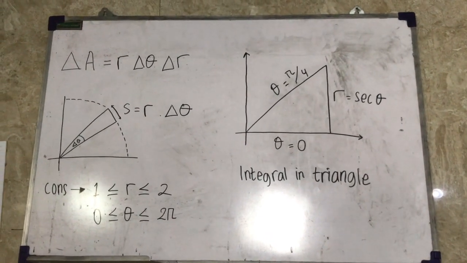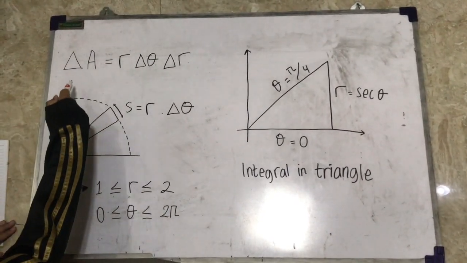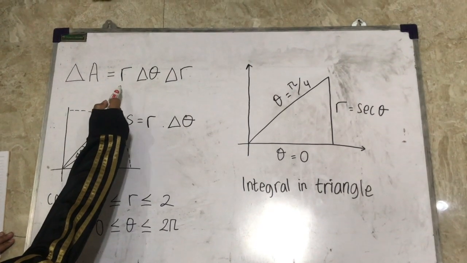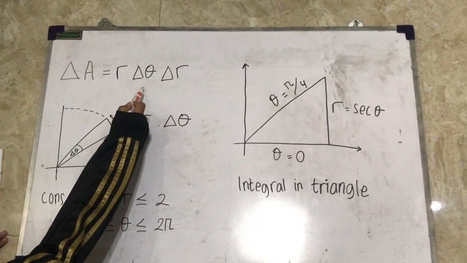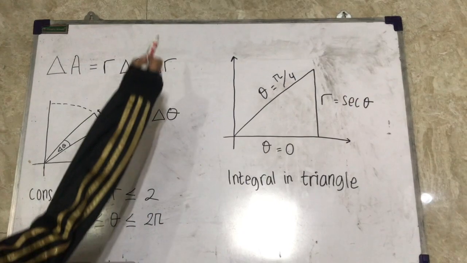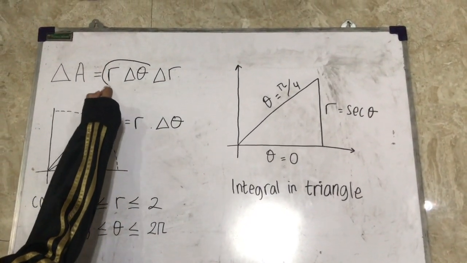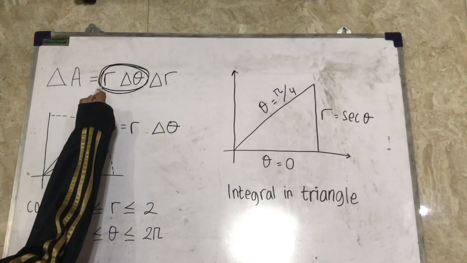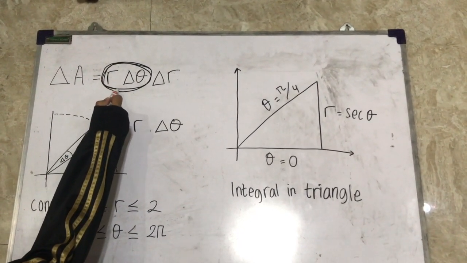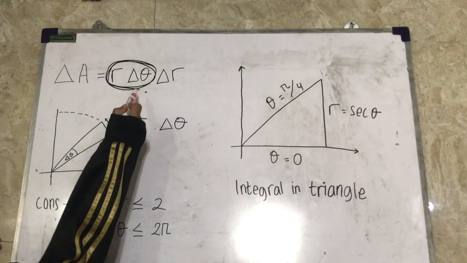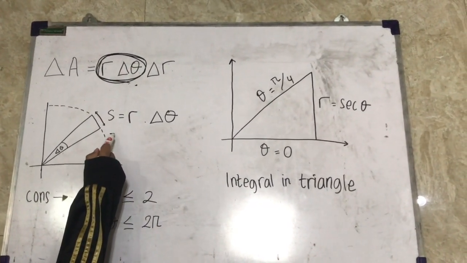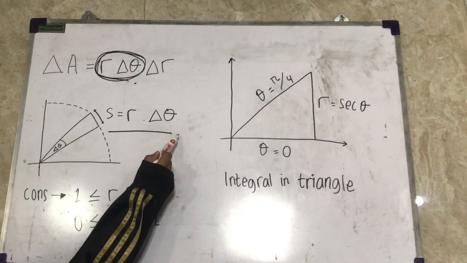So now I want to explain about integral in polar coordinates. Delta A equals R times delta theta times delta R. In here, R times delta theta describes the arc length, S equals R times delta theta.